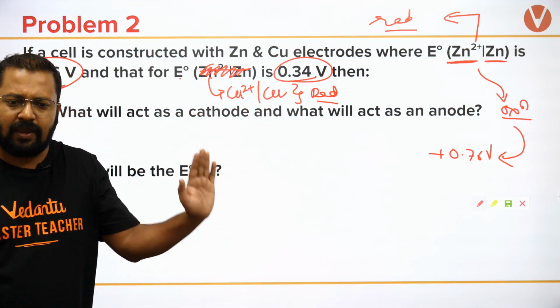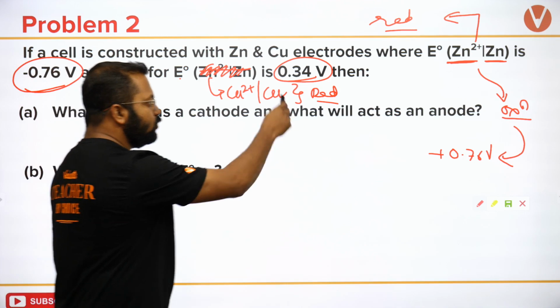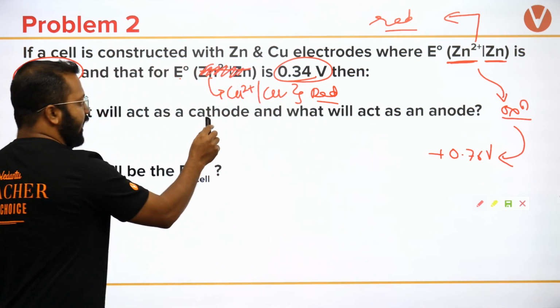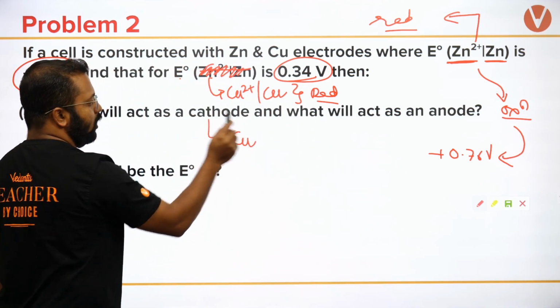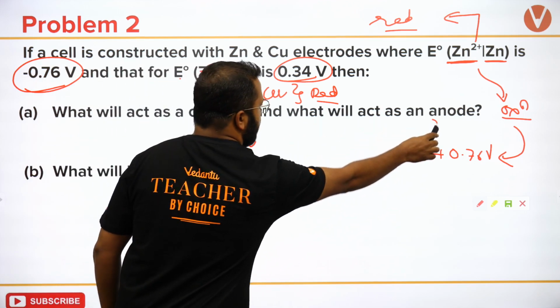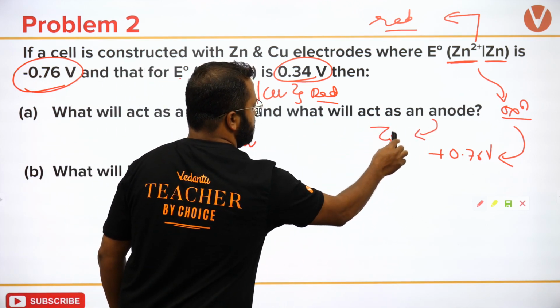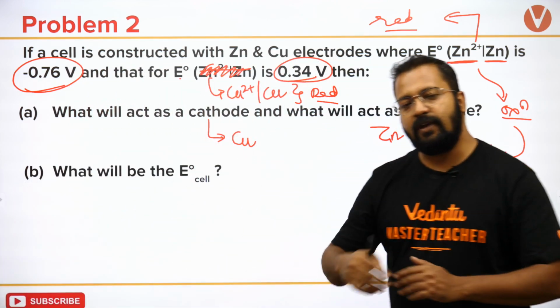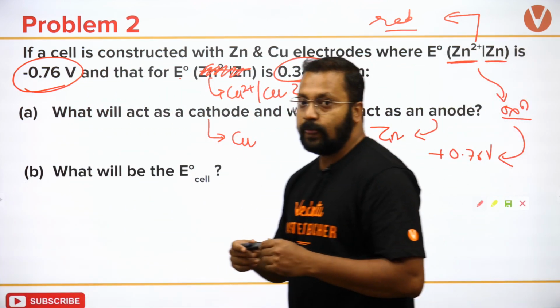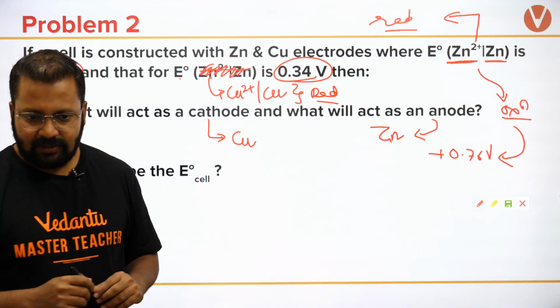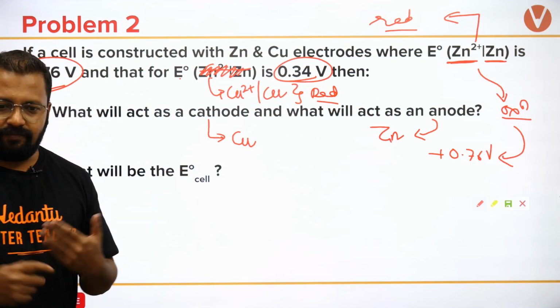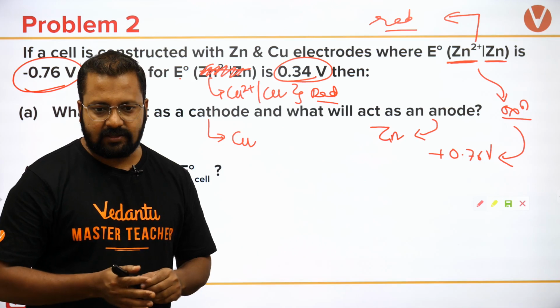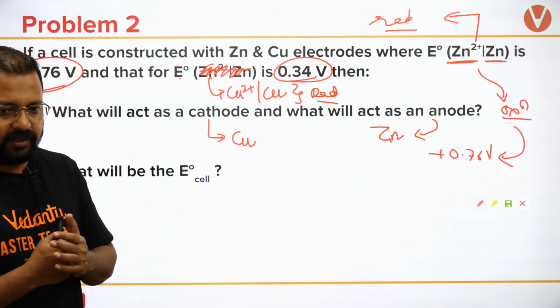Copper will still remain as 0.34, and what will the sum of the two be? So what should be the cathode? Copper. And what will be the anode? Zinc. Wherever oxidation takes place, it will be the anode. Wherever reduction takes place, that will be the cathode. Okay? Very good. A lot of people have given the right answer.